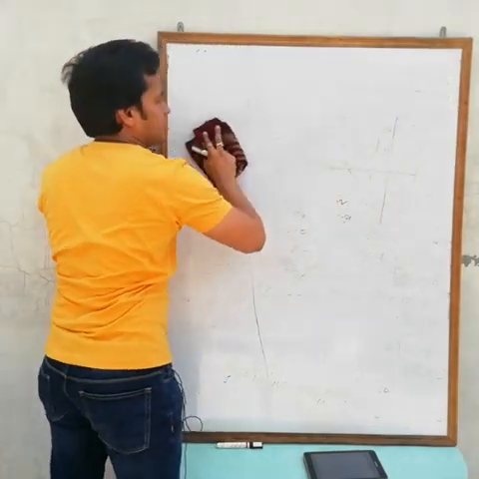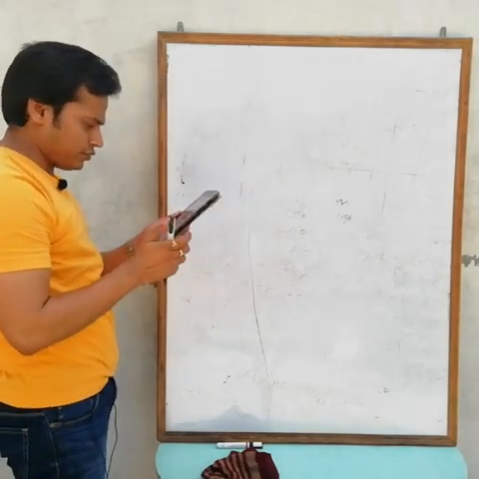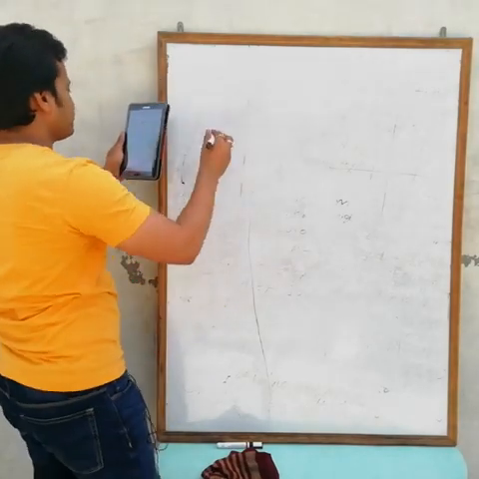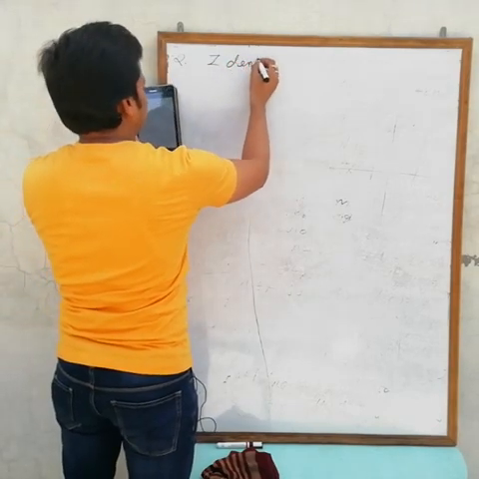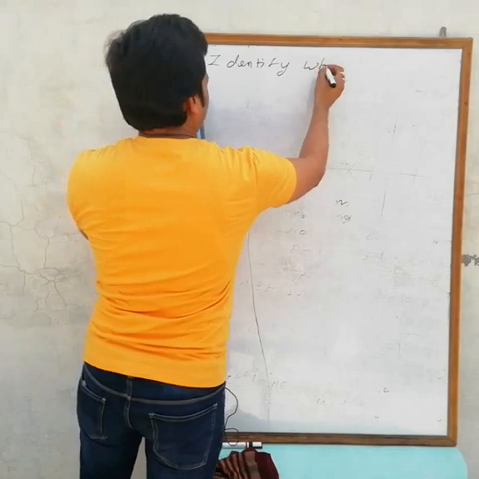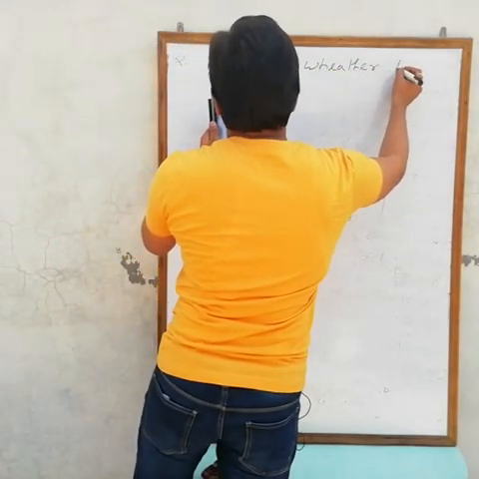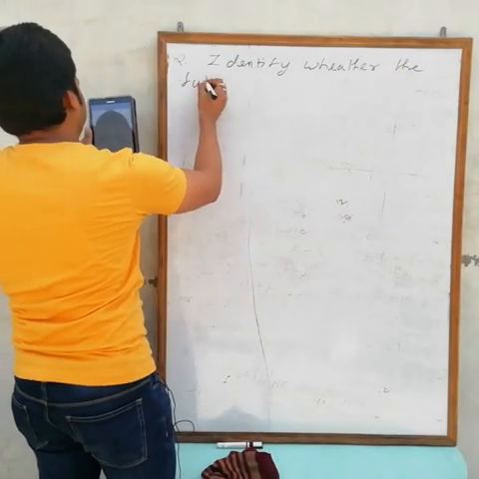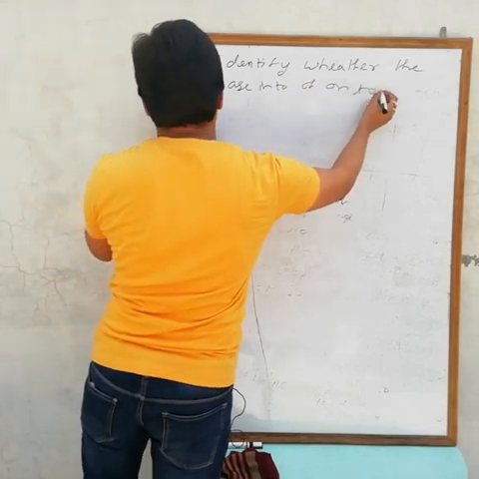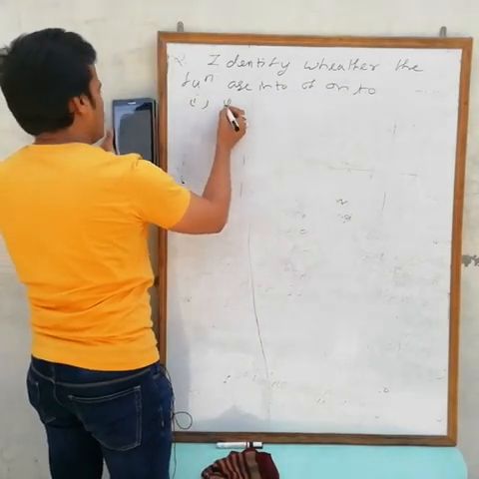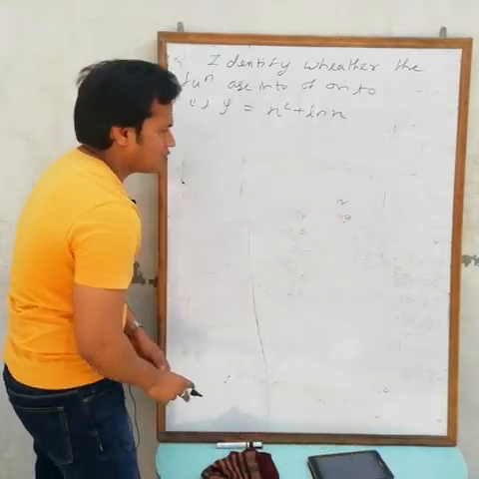Now we will take some examples to identify onto or into. So question: identify whether the function is into or onto. Okay, first one, y equals x square plus ln x. Now you want to find whether this one is onto or into.